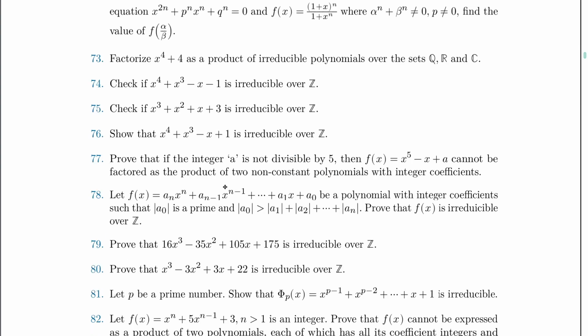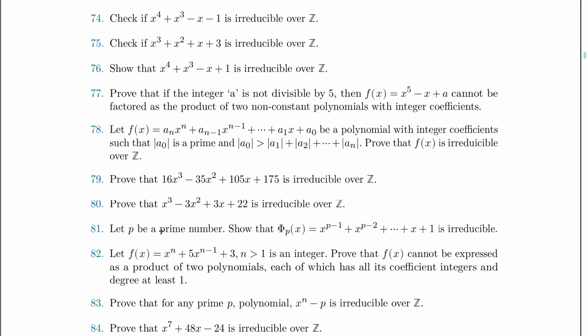Now we look at question number 82. Question number 82 says that let f of x is equal to x to the power n plus 5 x to the power n minus 1 plus 3, where n is greater than 1 is an integer. Prove that f of x cannot be expressed as a product of two polynomials, each of which has integer coefficients and degree at least 1.